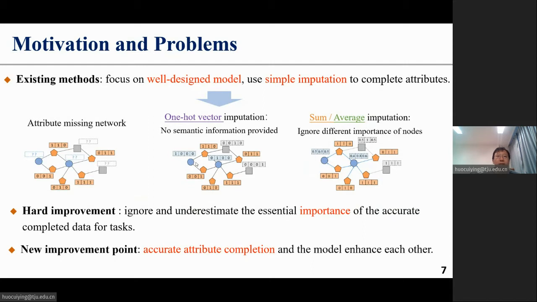On the other hand, attribute completion is the base of the GNN models, which is especially important in this complex situation of attribute missing of heterogeneous networks. So in our opinion, compared with new model designs, attribute completion may serve as another and more important improvement aspect for heterogeneous network analysis. And attribute completion and GNN model may also be enhanced with each other.